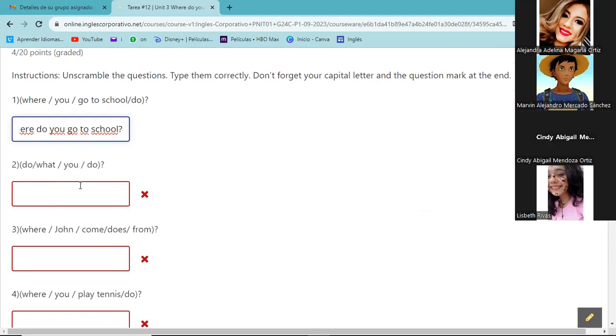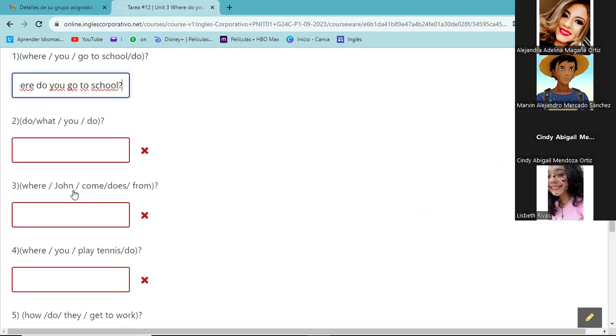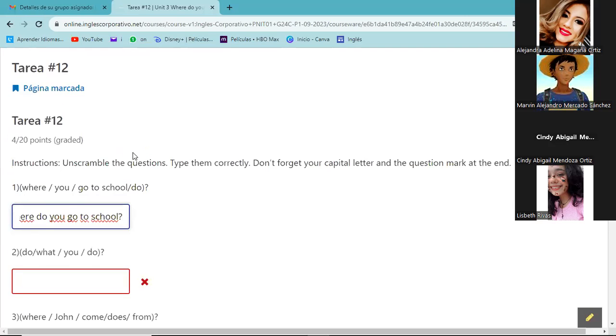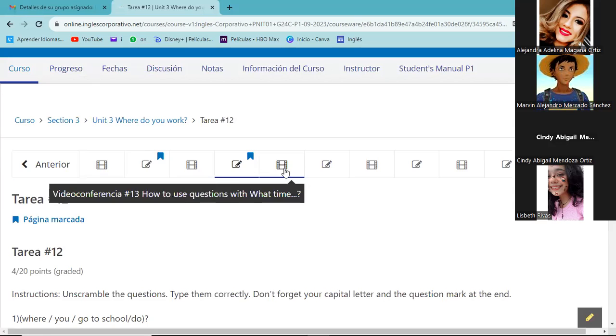Pero no se les olvide que el auxiliar do y el does van de acuerdo al sujeto. Ya aprendimos cómo usar el do y el does, ¿verdad? ¿O todavía alguien tiene problemas utilizando el do o el does? ¿Todos se lo pueden? Bueno. Excelente, entonces. Aquí pues ya no les puedo dar más tips, solo que lleva el símbolo de interrogación al final, comiencen con mayúscula y no dejar espacios. Lo demás ahí está, solo para que lo armen, ¿verdad? Esa es la tarea 12.